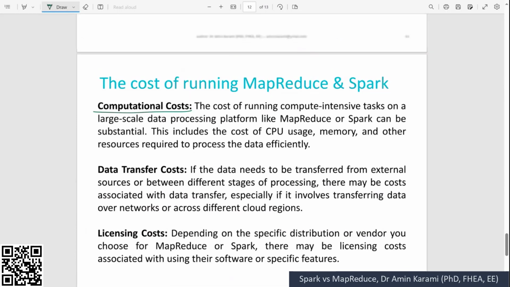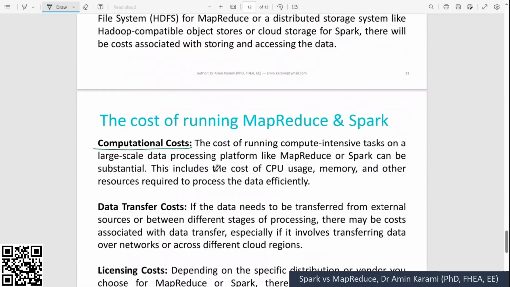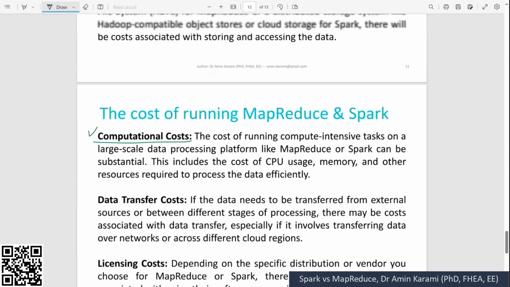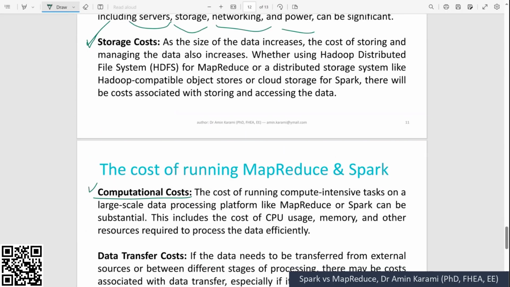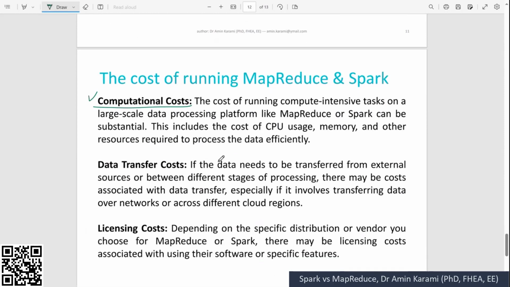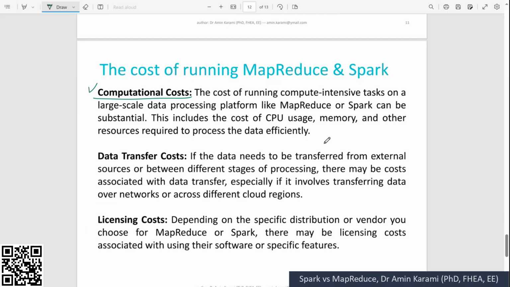So we said that in terms of storage cost, HDFS for MapReduce is the right choice. But in terms of computational cost, guys, this is a trade-off between computational cost and storage cost. Storage cost goes much better for HDFS MapReduce, but for computational cost, Spark is going to be much better, because it goes over memory, and then you can take over memory for processing.